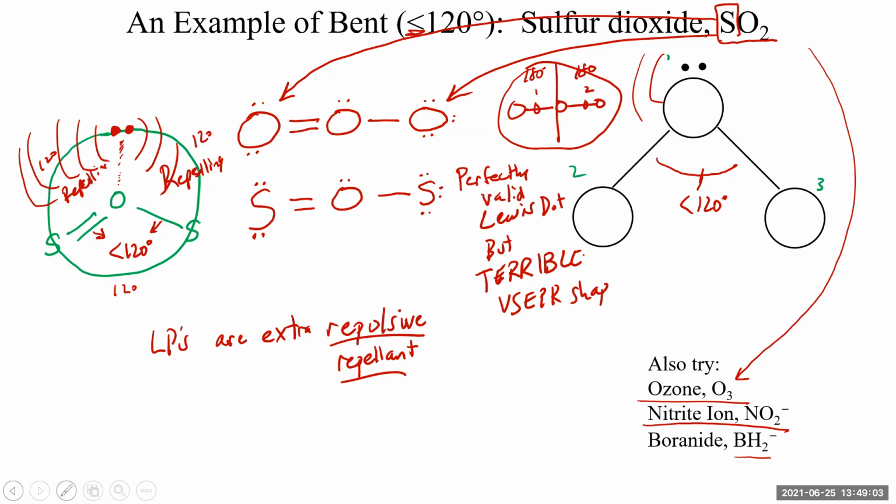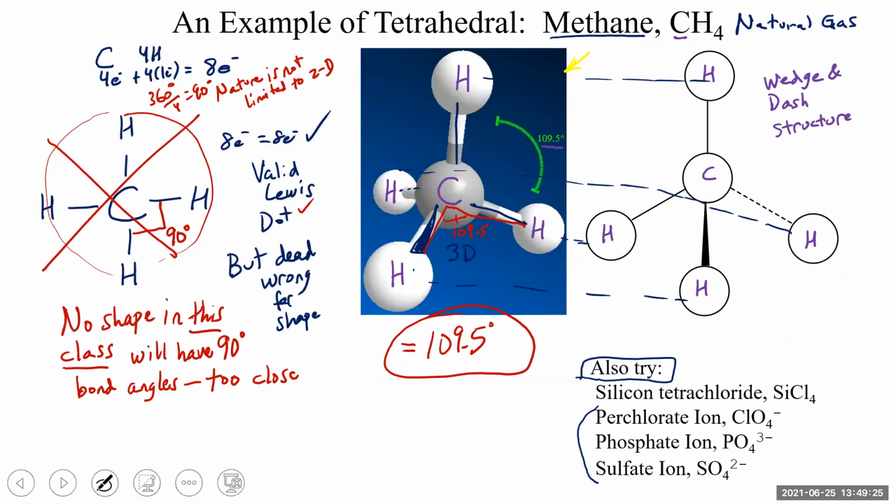Sulfur dioxide and ozone, there aren't a whole lot of bent shapes with less than 120. In fact, other than the ones I've got listed here, the only other ones are more theoretical or more hypothetical than realistic. These are probably the only ones that I could find that are actually real molecules or real ions. Likewise, methane, carbon, well, carbon is very flexible.